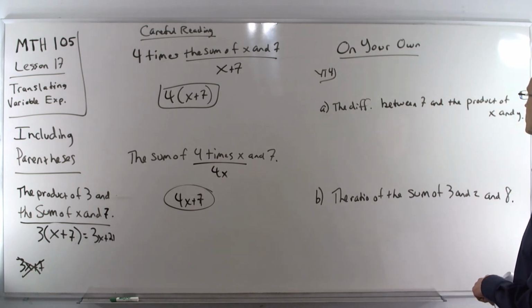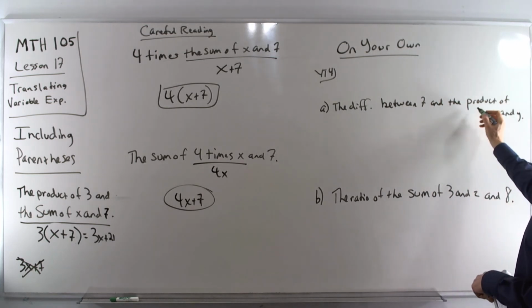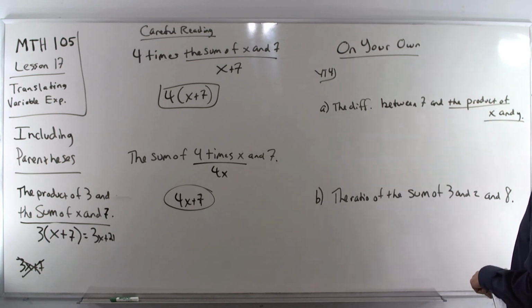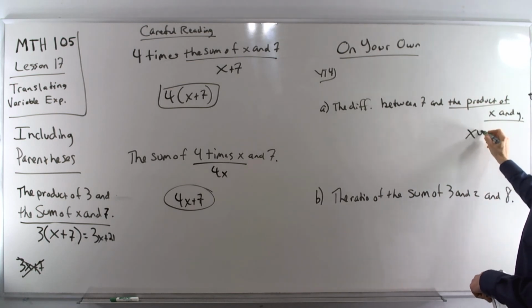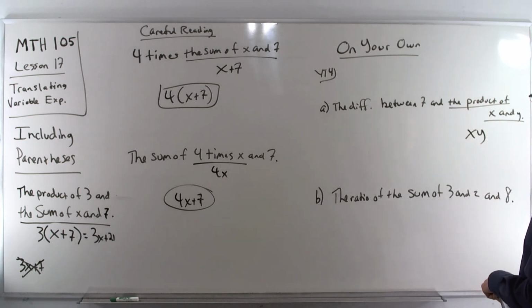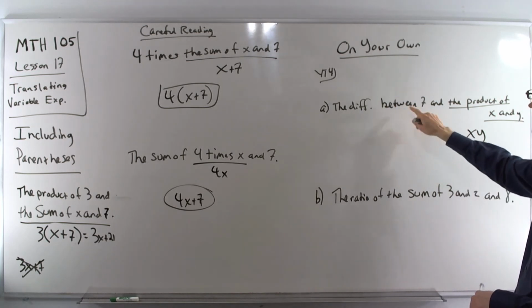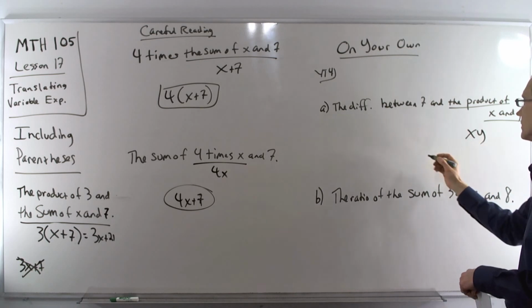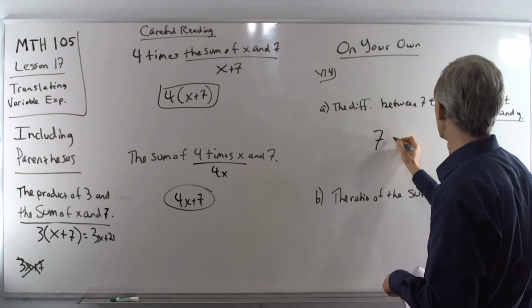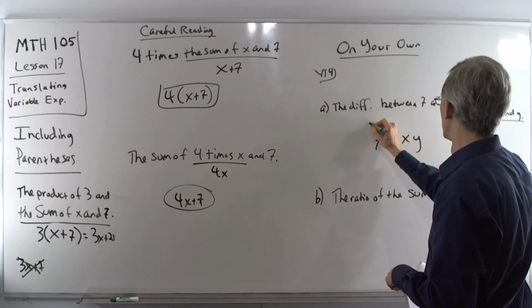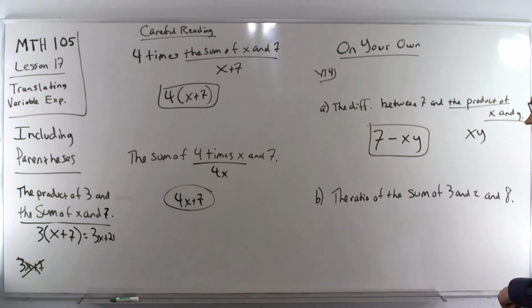So part A, the difference between 7 and the product of x and y. All right, this simple expression is the product of x and y. So that is x times y. And now we want the difference between 7 and this thing. Difference is subtraction, same order, 7 minus xy.